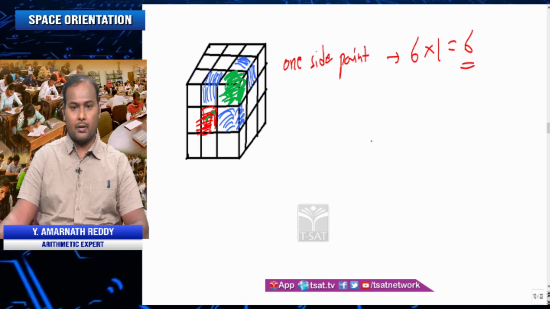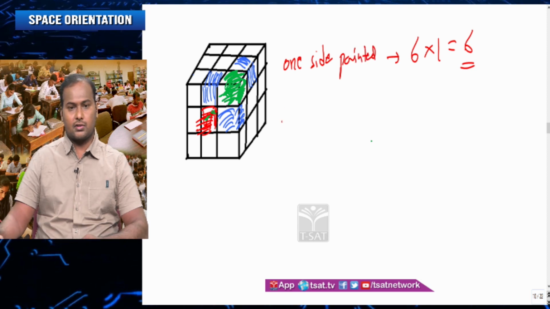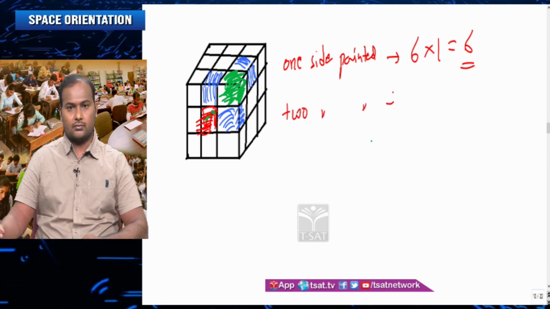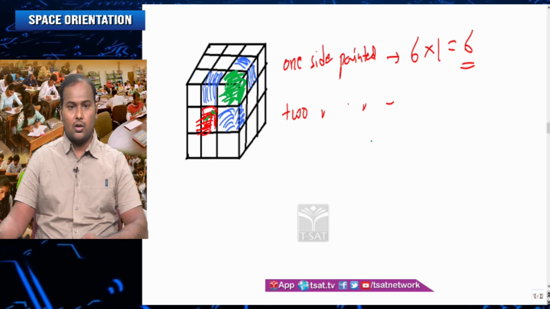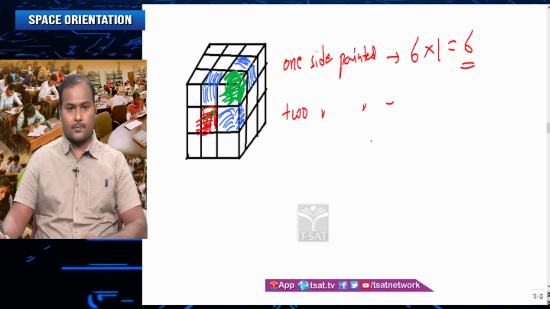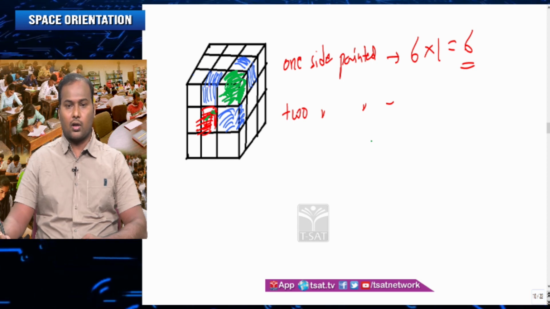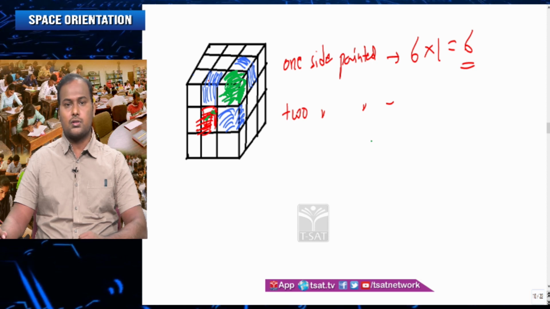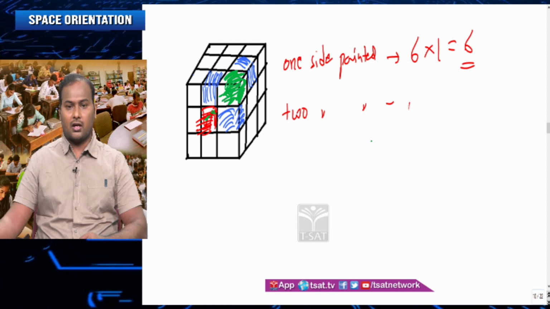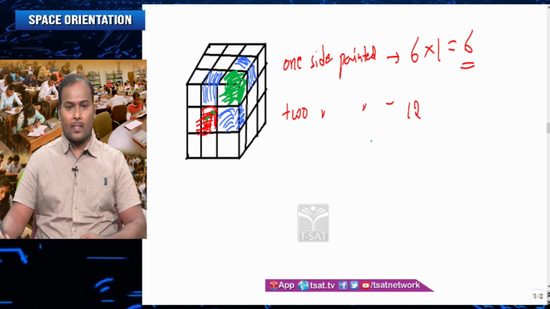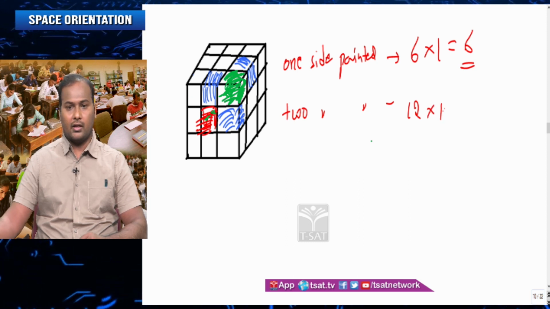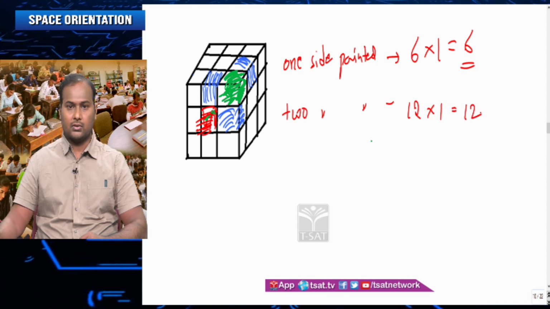One side painted. Now the next question will be, how many small cubes will have two side paint? Where is the two side paint present? Always on the edges. See the blue color, this blue color one is present on the edges. In total how many edges? We already discussed that there are 12 edges. And on each edge, how many are painted? Here also 1 is painted. So 12 into 1, that is 12, is the answer.